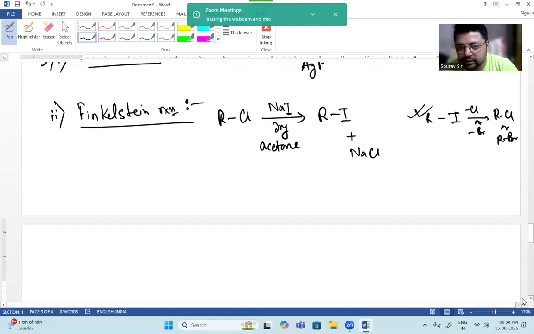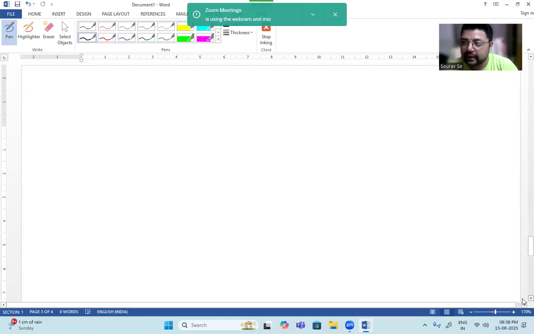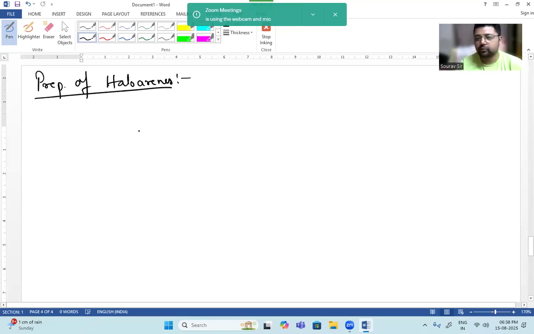So this is the overall formation of alkyl halides. These are the methods by which we can prepare alkyl halides. There are some other methods by which we can prepare haloarenes. So, preparation of haloarenes. What is a haloarene? A benzene ring with a halogen. This is a haloarene. So how can we prepare a haloarene?